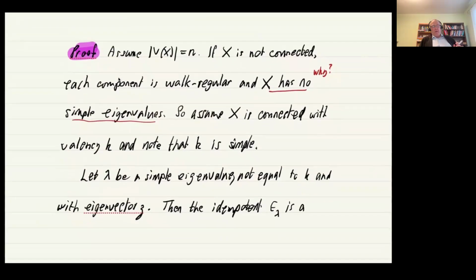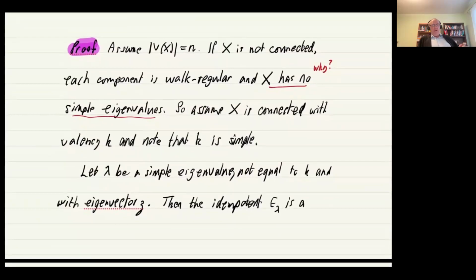So we assume our graph X has n vertices as usual. Now, if X is not connected, then each component is walk regular. You need to think about that a little bit. If a graph is vertex transitive, then each component is vertex transitive, and there's an easy group theory argument for that, but we're not assuming that. We're assuming that we're walk regular.